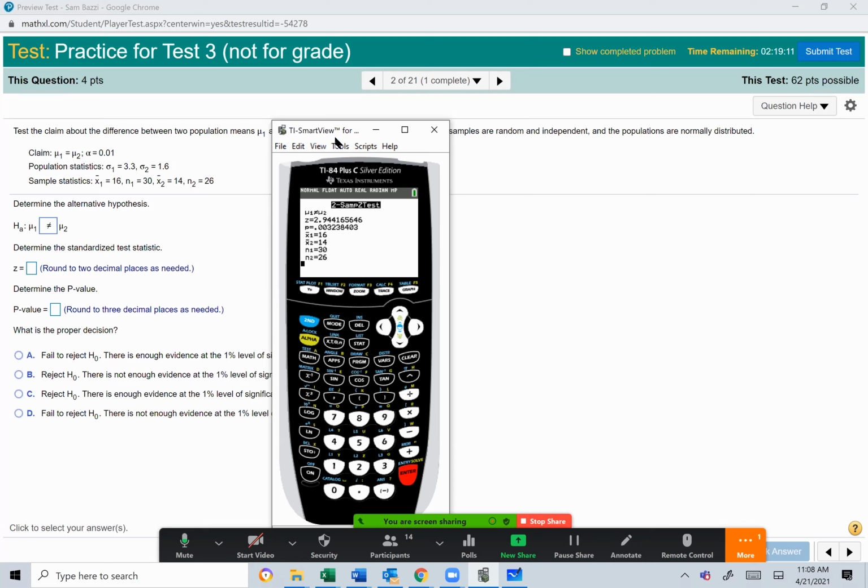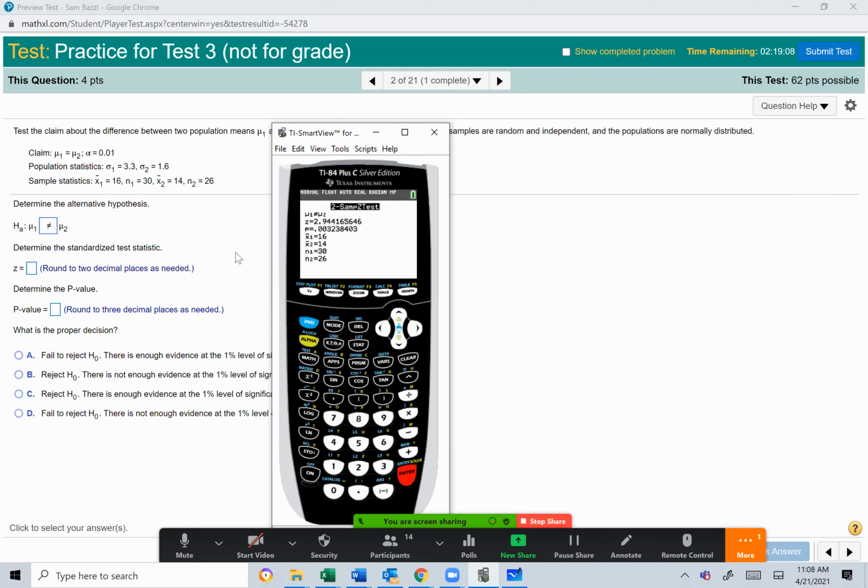Okay, Z is 2.94. So you just put 2.94 right here. The p-value is 0. How many decimals? It says 3 decimal places, it will be 0.003. What is the proper decision? That's less than alpha. 0.003 is less than 0.05. So reject H0.